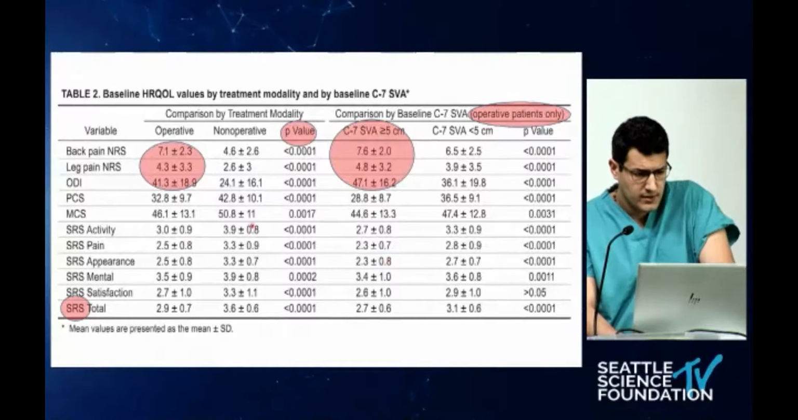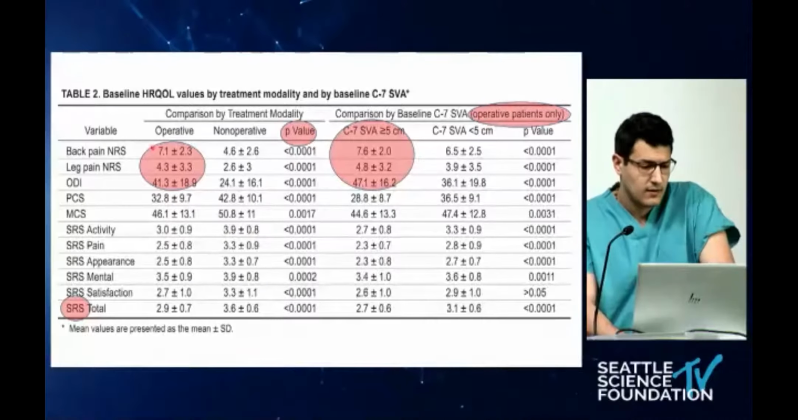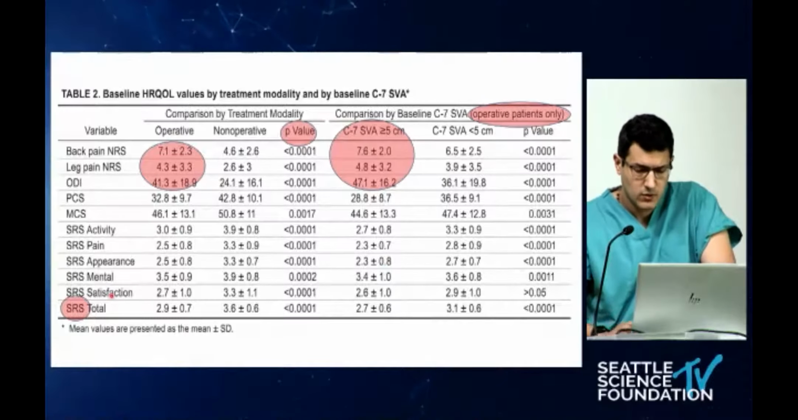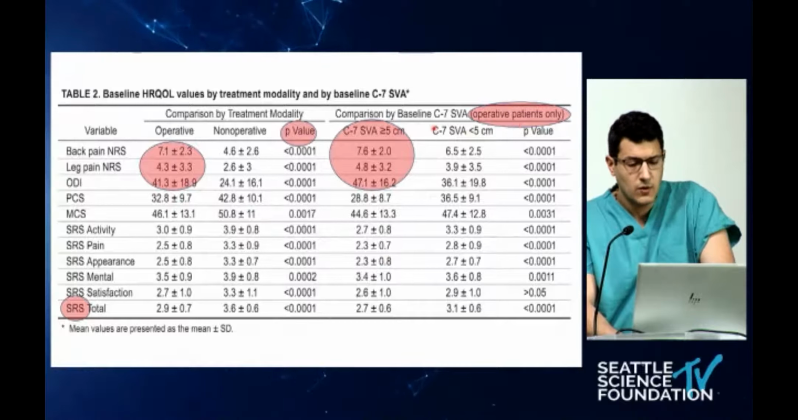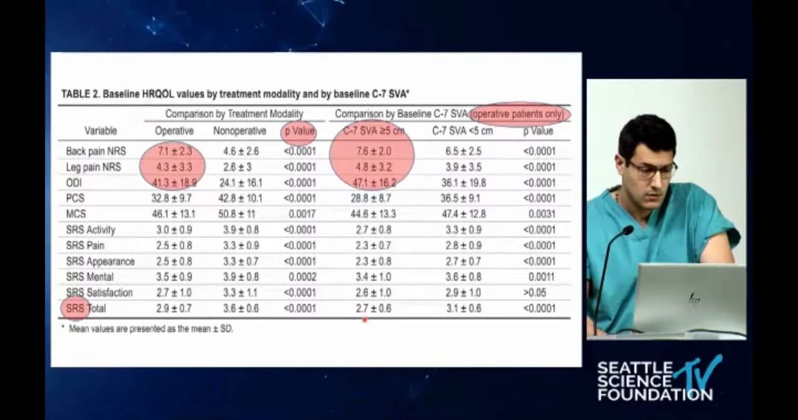When they compared the operative versus non-operative patients, the operative ones had higher NRS and a lower SRS, which reflects a lower quality of life, and a higher ODI. And when this was subcategorized also between the operative patients only, the ones who had SVA more than 5 had similar outcomes, such as higher NRS, higher ODI, and lower SRS score.